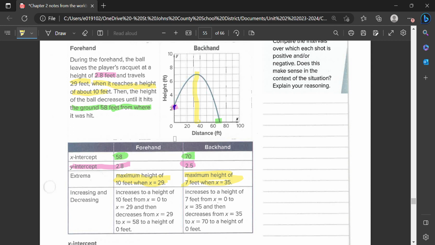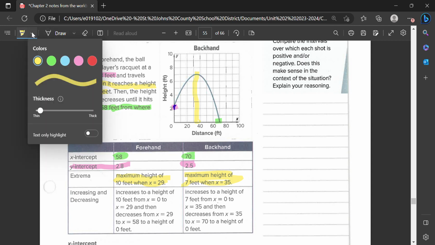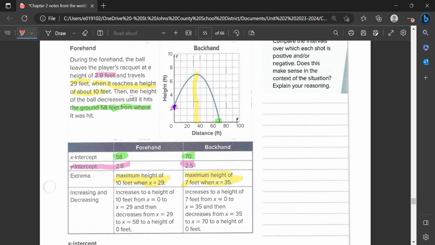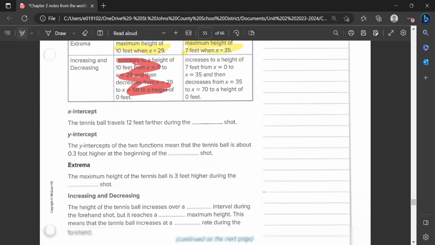And then increasing and decreasing. Increase to a height of 10 because from 2.8 to 10 you have to go up in height. The ball went up in height, and then it reached a height of 10 feet. Then the height of the ball decreases. So when something decreases, it means it's coming down. So that's how we got all of that. We see that it increased here, and then decreased down. Alright, so that's comparing.